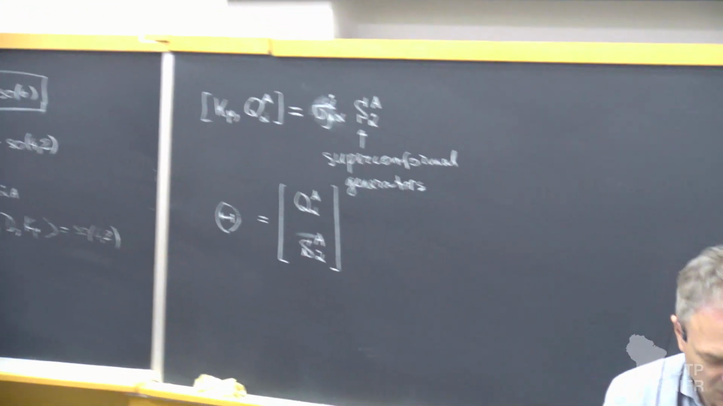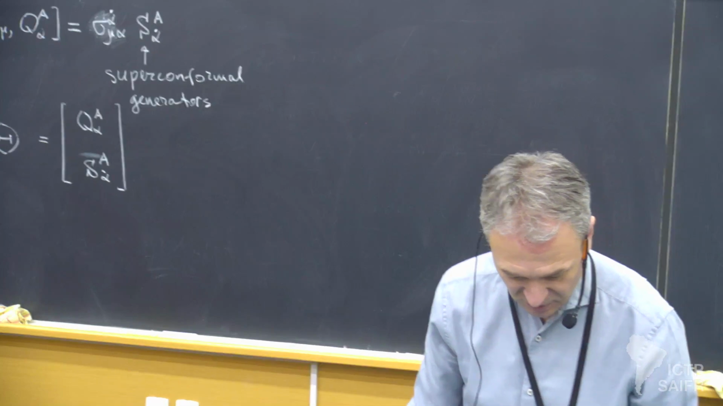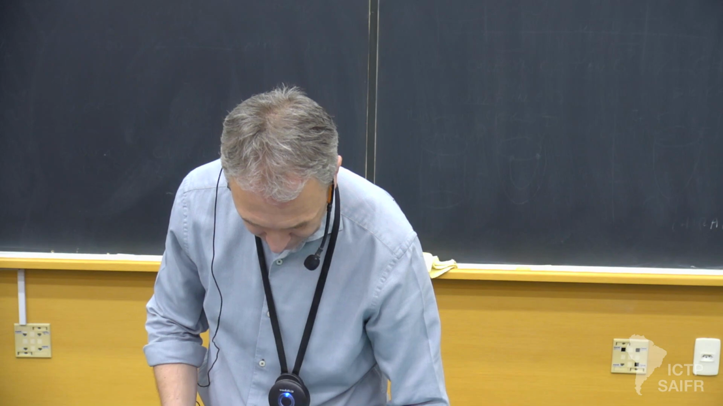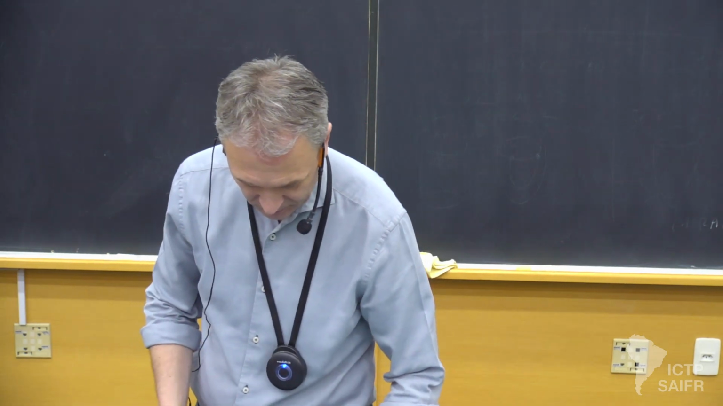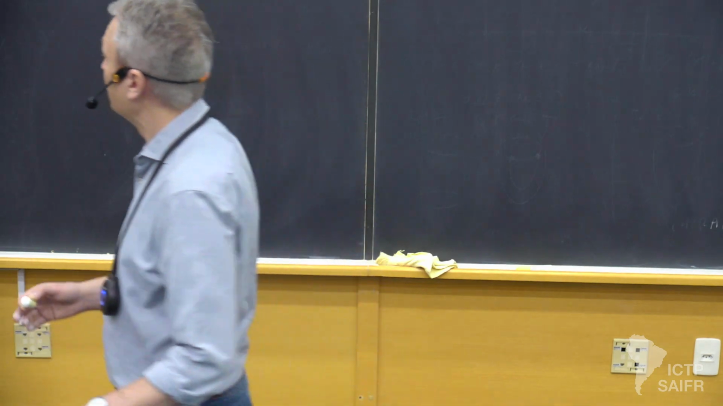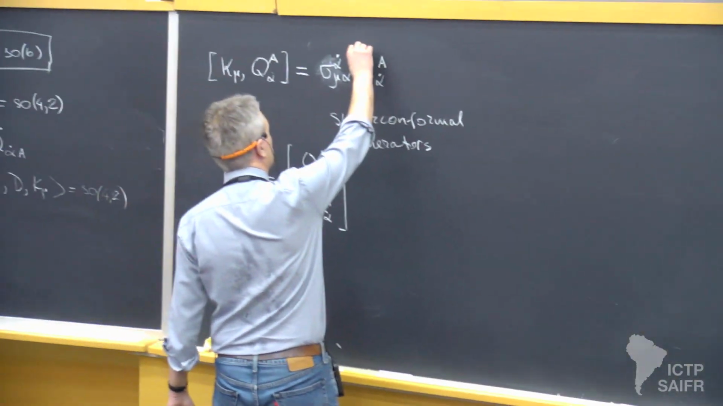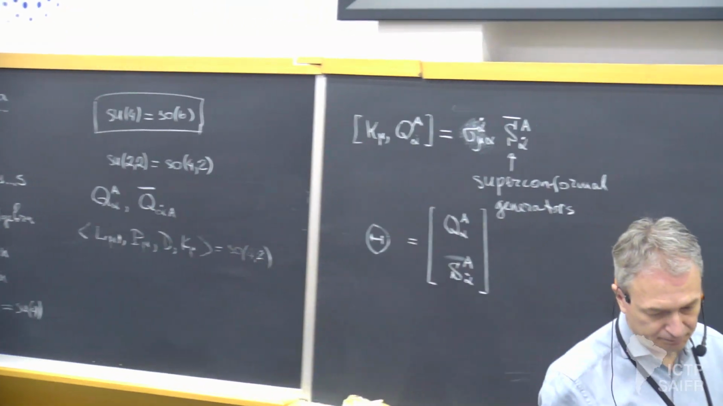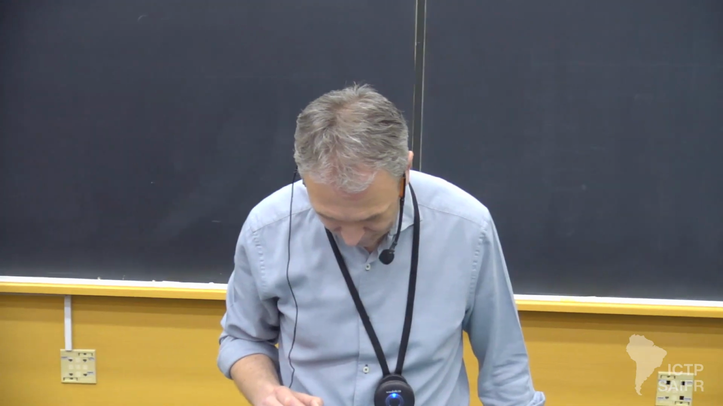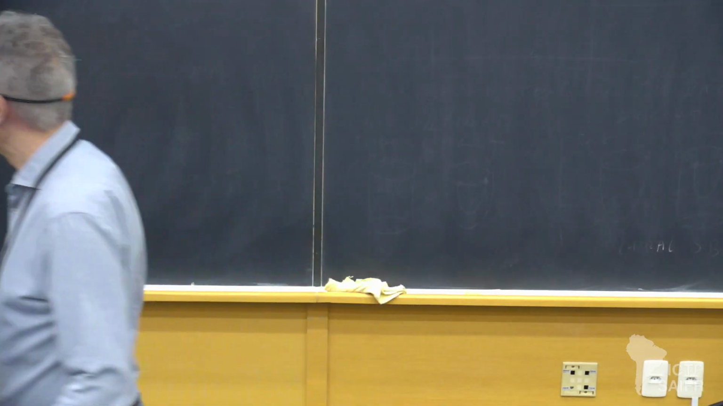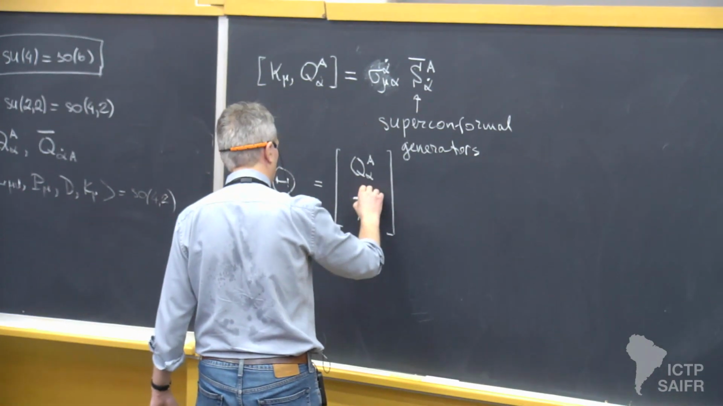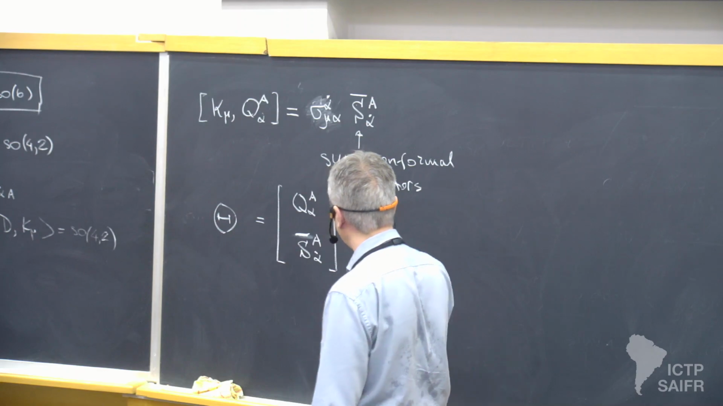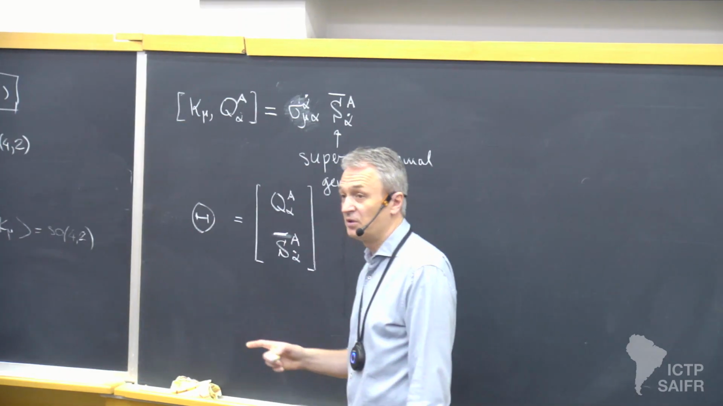I think that, let me check if I use correct notations. So usually this is called S bar. And we combine it with Q to form a four-dimensional spinor.